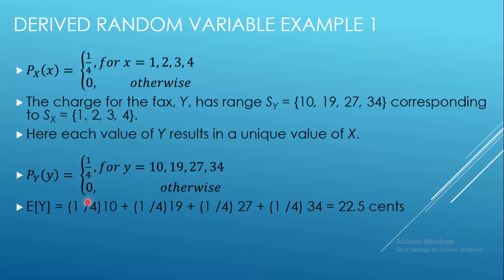So the expected value, as we have seen before, is nothing but that we multiply this probability with these realization values. So 1 by 4 multiplied by 10 and 1 by 4 multiplied by 19 and so on, we get 22.5 cents on average. So on average we can say that how much you are going to be charged is 22.5 cents.